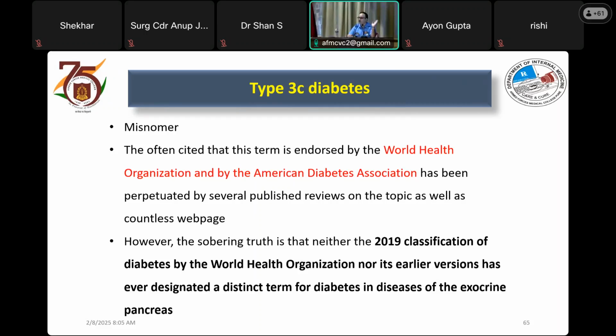Two decades back in the WHO classification, pancreatic diabetes was kept under the heading of 3 and subheading of C. Two researchers from England, who were doing research on pancreatic diabetes, wrote the term as type 3C, but actually it is not an accepted terminology, and we stick to pancreatic diabetes or diabetes of the exocrine pancreas.